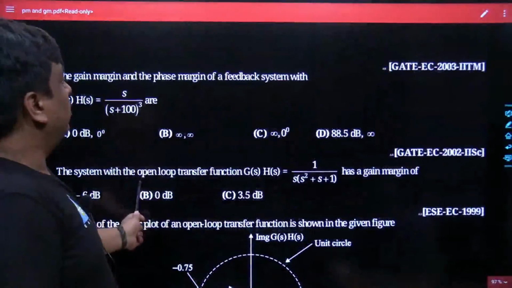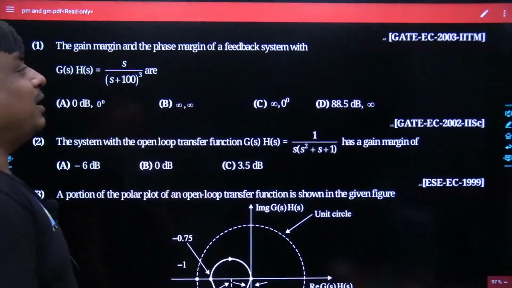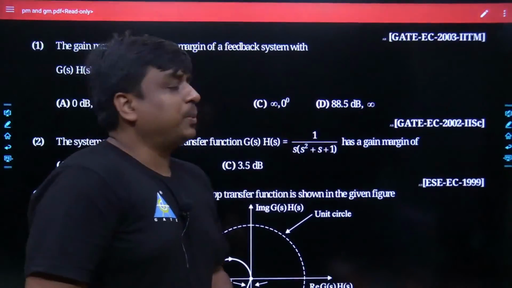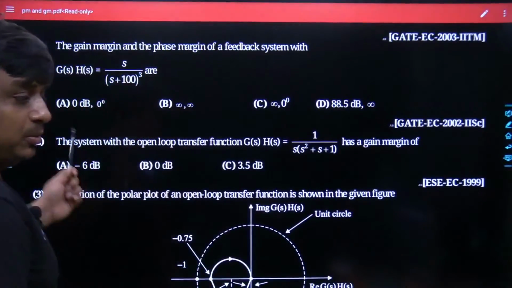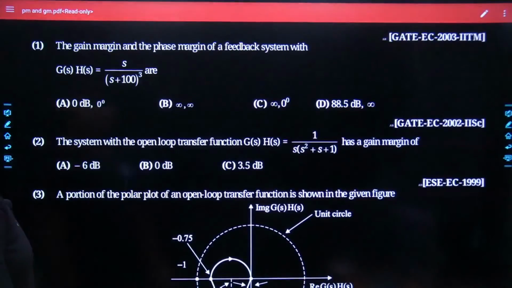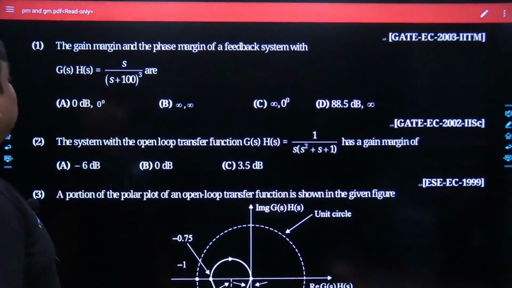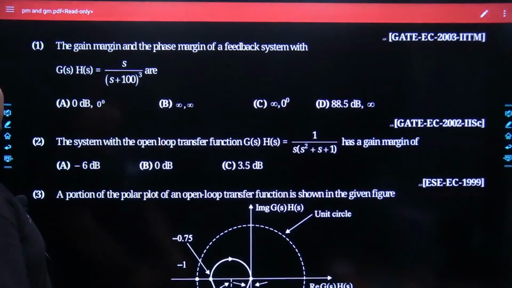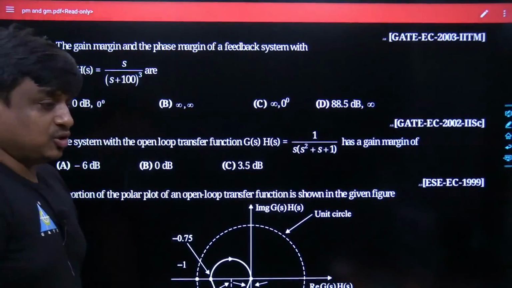Anyways, without getting much delayed, let me focus on the first question first. The problem was experienced by electronics people in the year 2003. The problem was framed by IIT Madras. The problem states: the gain margin and the phase margin of a feedback system with G(s)H(s) equals s divided by (s plus 100) raised to the power of 3 are. The 4 different options were attached along with this problem.